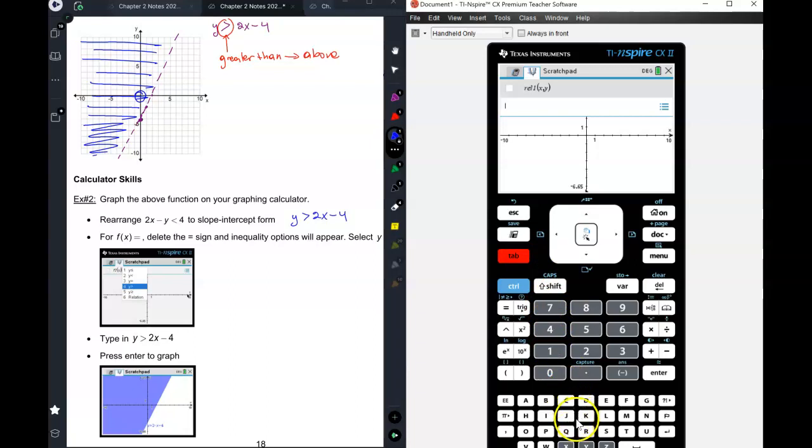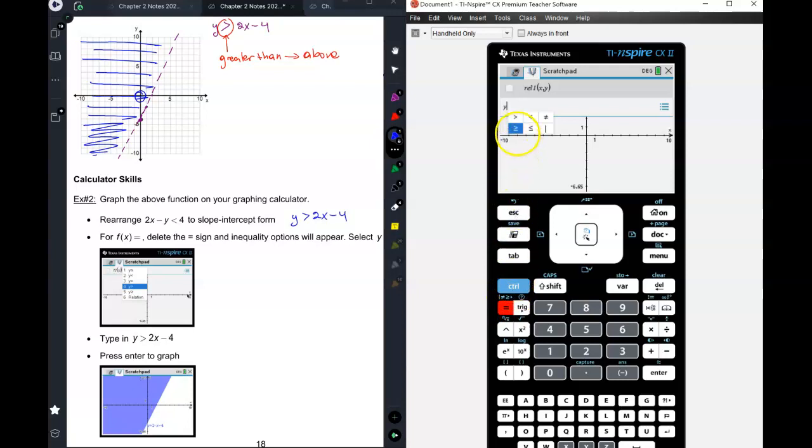So now we're going to start all over. There's nothing here. At the bottom, press the Y button. That's the Y variable. Now, press control and the equal sign right underneath. And you see how you get all these ones?